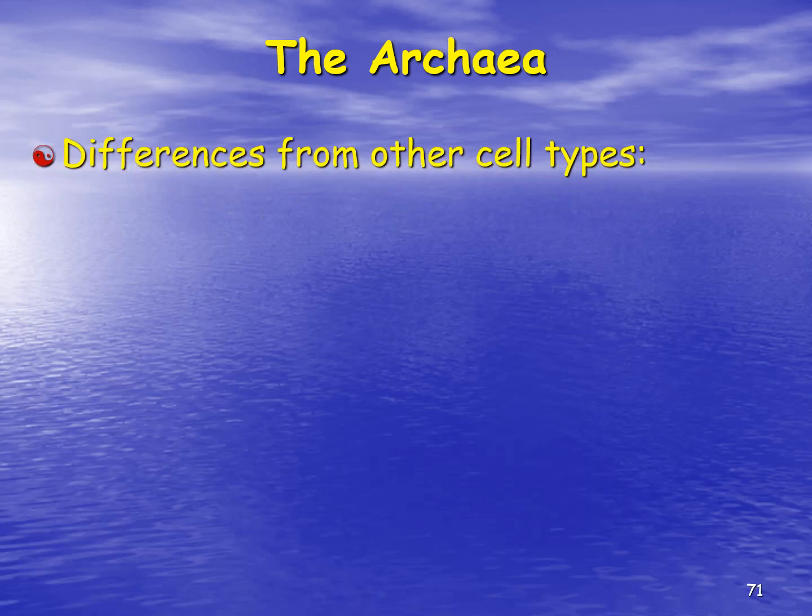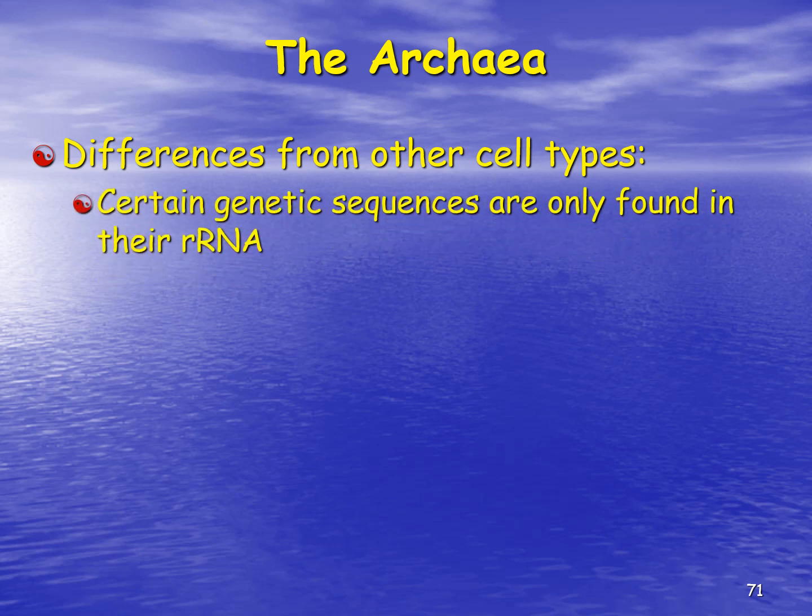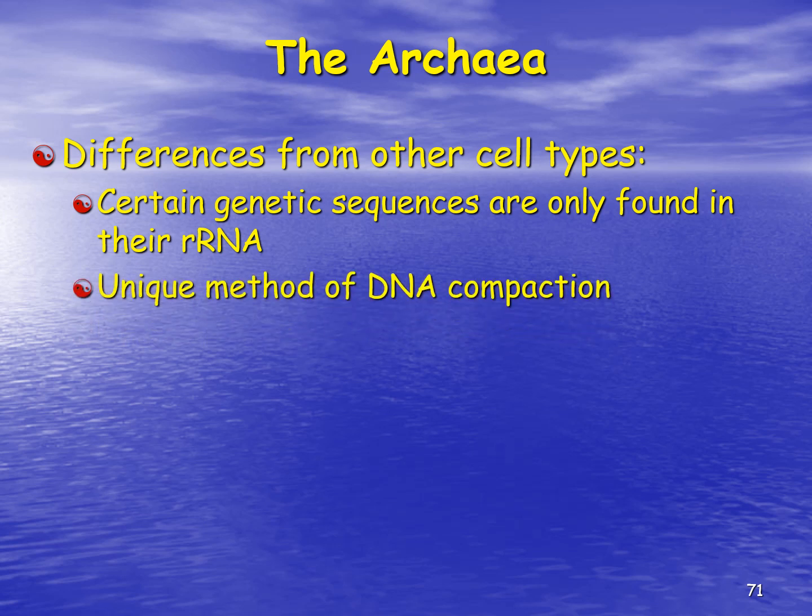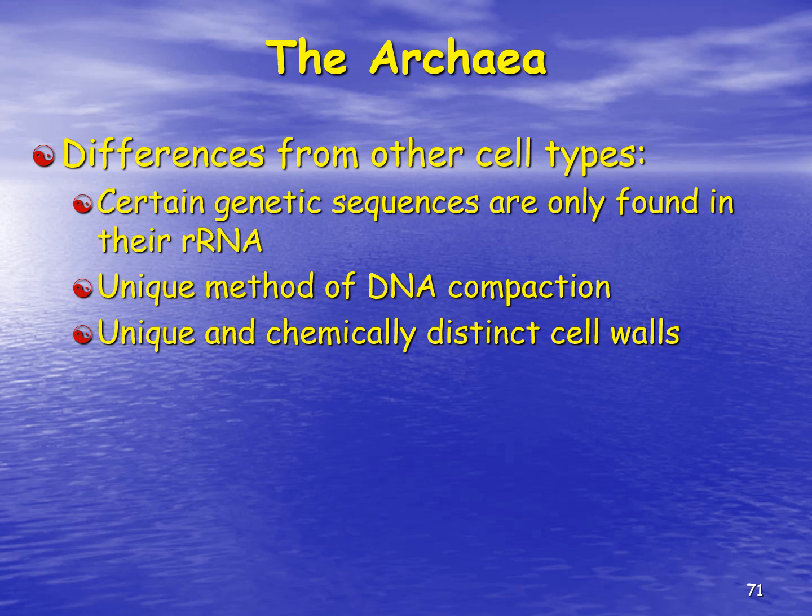A difference between the archaea and other cell types is that certain genetic sequences are found only in their ribosomal RNA. And this is one of the main reasons that Woese and Fox supported the formation of the domain system, because they saw the difference in the ribosomes from bacteria to the archaea. They have a unique method of DNA compaction, and they have unique and chemically distinct cell walls. Primarily, the cell walls of the archaea are made up of something called pseudopeptidoglycans instead of peptidoglycans.